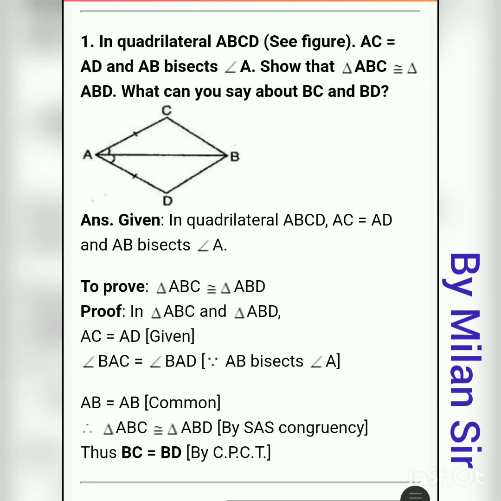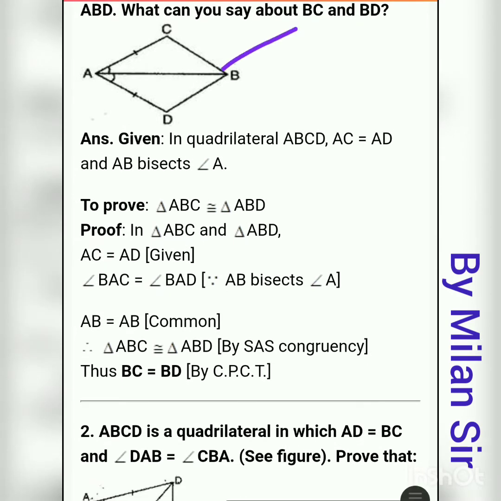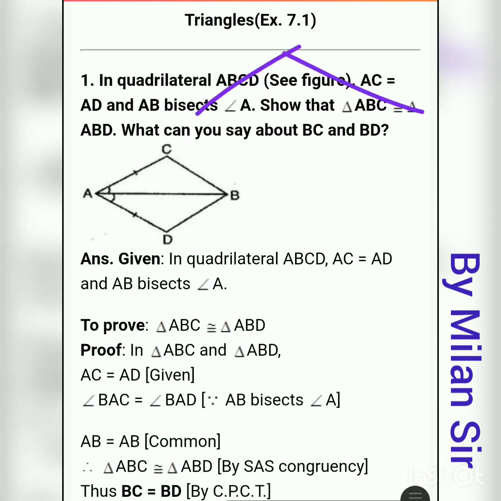Okay, show that triangle ABC, that means the upper triangle, is congruent to triangle ABD, the lower triangle. Okay, and what can you say about BC and BD? BC and BD. Okay, so now our first work is to show that triangle ABC is congruent to triangle ABD. So now here we have two triangles, ABC and ABD.